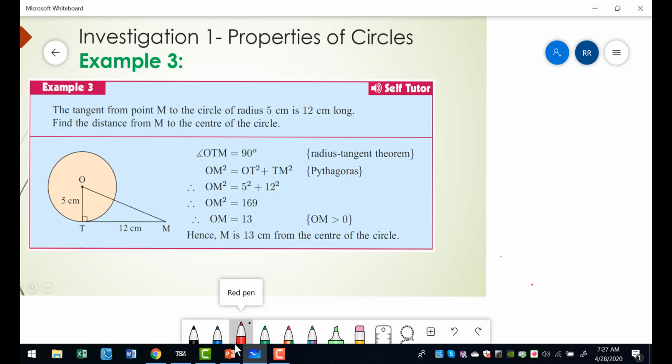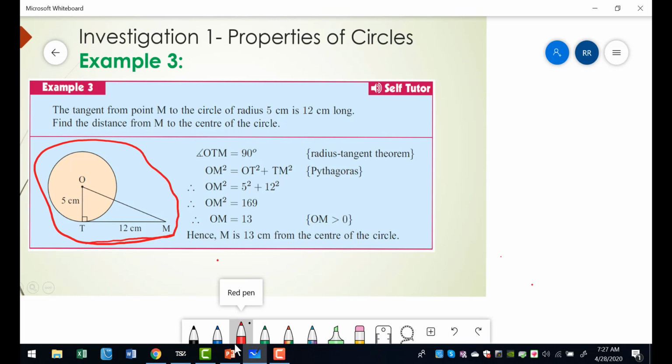Example 3. The tangent from point M to the circle of radius 5 cm is 12 cm long. Find the distance from M to the center of the circle. As we see, the image is like this, right? The image from this question.